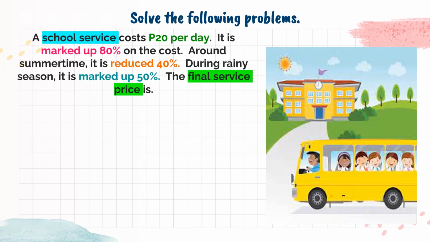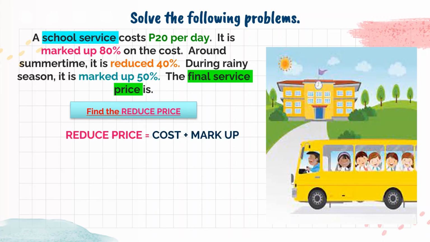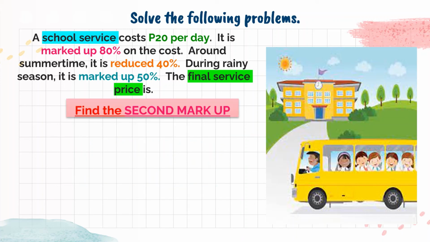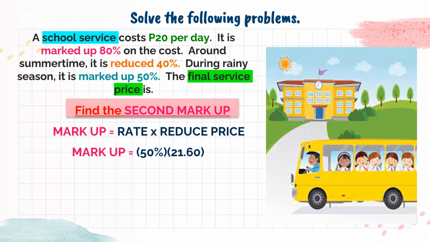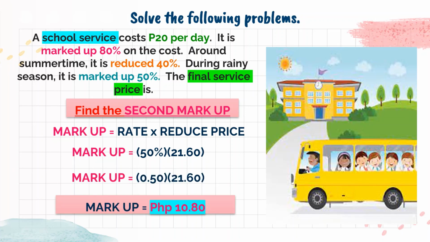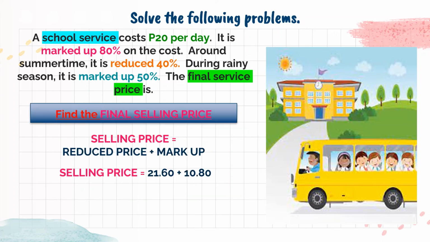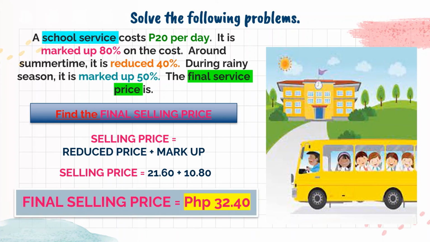So meaning, reduced price is equal to selling price minus markdown. So 36 minus 36 times 40%. So reduced price is equal to 21.60. Okay? But during rainy season, it is marked up 50%. Find the second markup. So 50% times 21.60, that is 10.80. Then the final selling price, 21.60 plus 10.80, that is 32.40. That will be the final selling price.